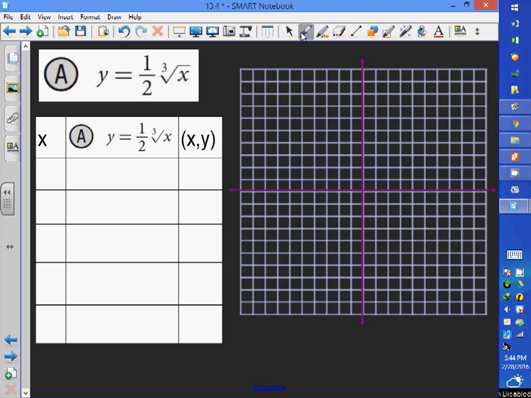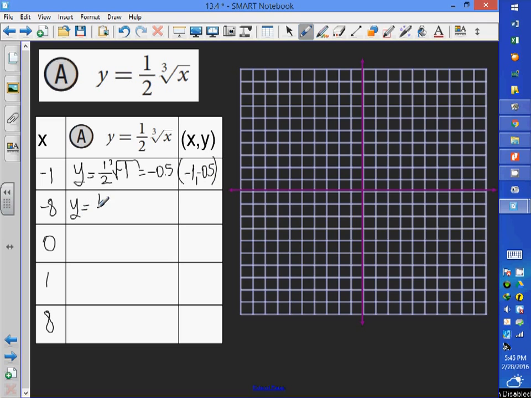So which y values can be used? Negative 1, negative 8, 0, 1, and 8. So when we plug in negative 1, it's going to be 1 over 2 times the cube root of negative 1. The cube root of negative 1 is negative 1, times half. It will be negative 0.5. Negative 1 goes to negative 0.5.